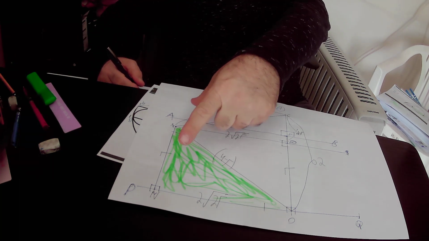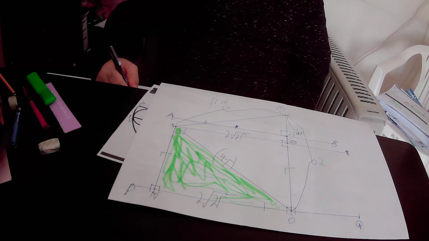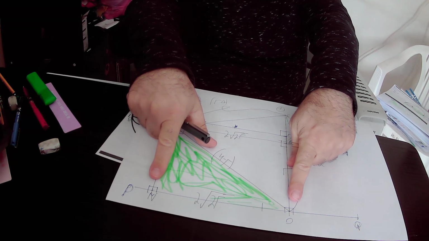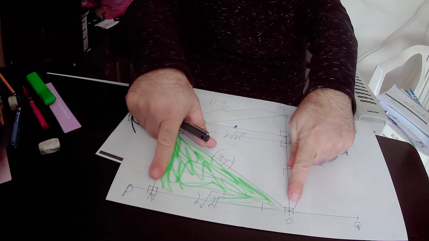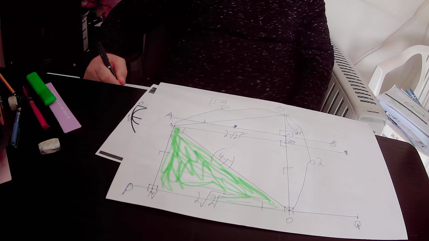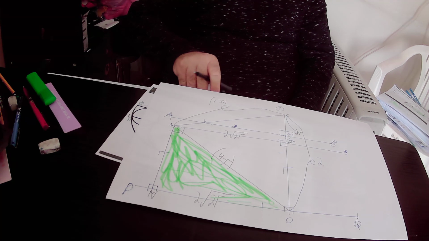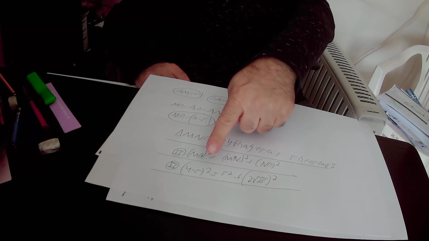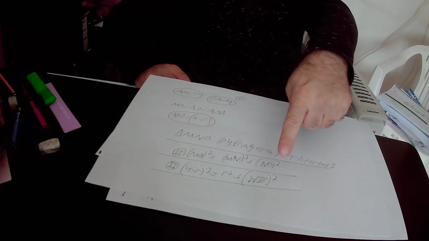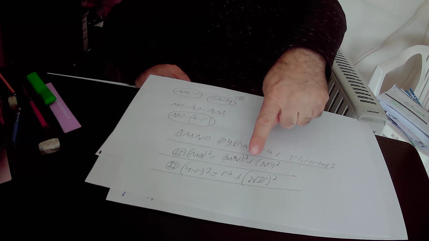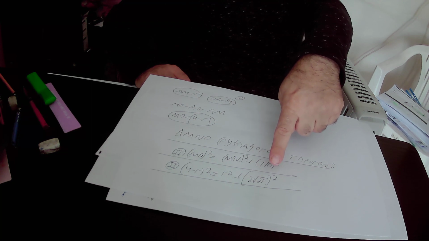And MN equals R, so MN square is R square plus NO square. NO equals 2 times square root of 2R, so NO square will be equal to 2 times square root of 2R square. So in total we got that MO square is 4 minus R square, MN square is R square, and NO square is 2 times square root of 2R square. In total, 4 minus R square equals R square plus 2 times square root of 2R square.